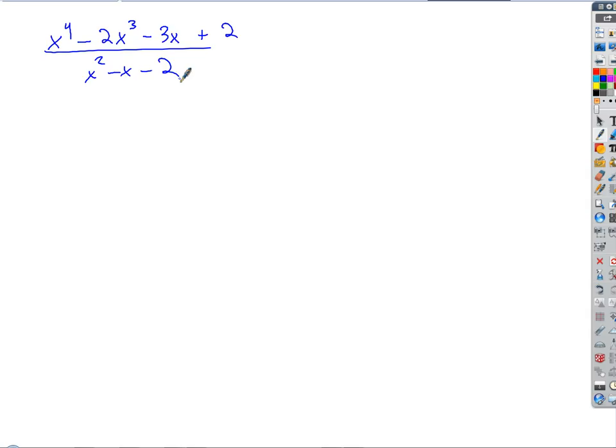Could I use synthetic division for that one? No, I can't directly, but what do you notice about the denominator there? It's quadratic, but could it be easily factored? Could, right? I could write the bottom as what? x plus 2, x minus 2. Okay, less. x minus 2, no, what's it going to be? What numbers multiply to negative 2 and add to negative 1?